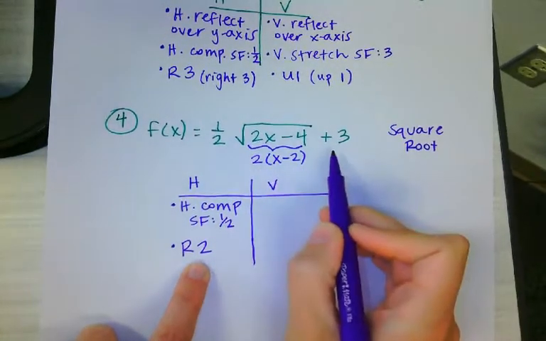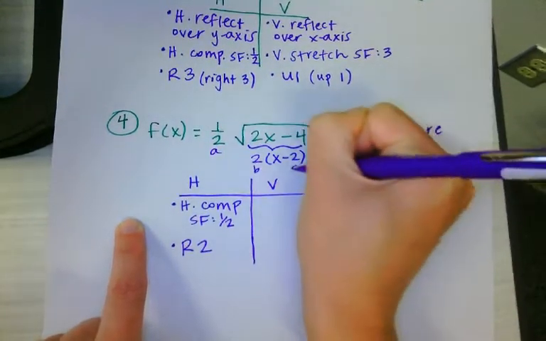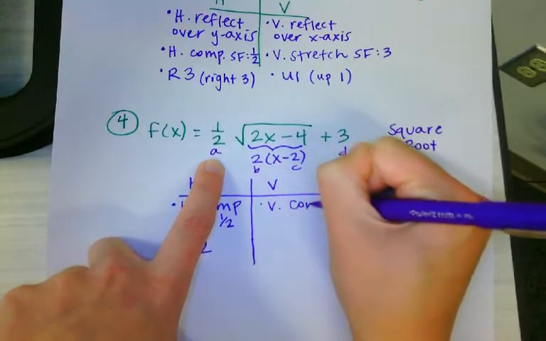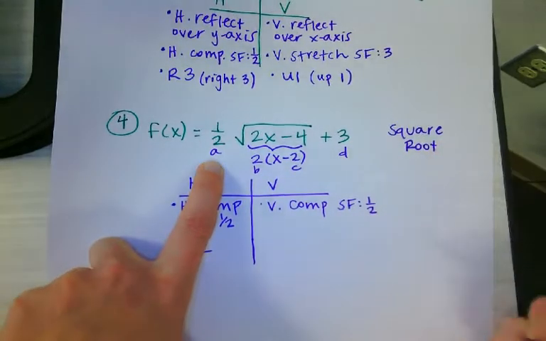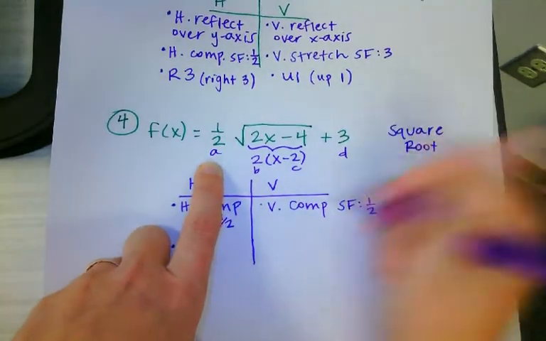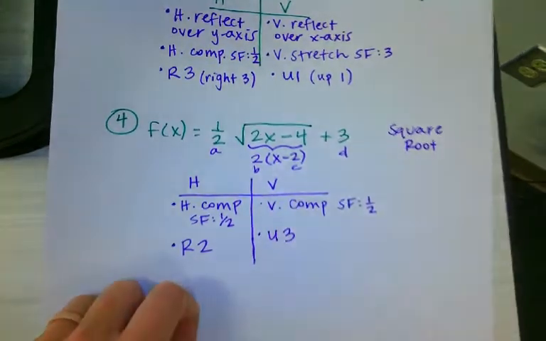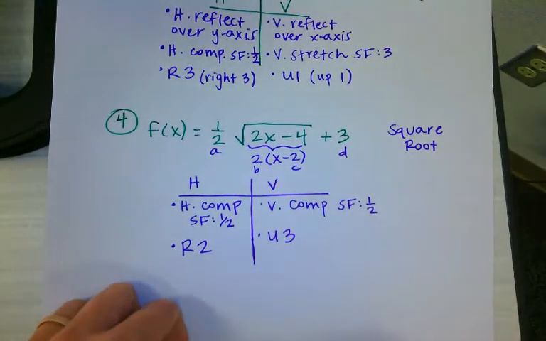Vertically, I'm looking at A and D. And the 1/2 means I have a vertical compression. The scale factor here is the number that I see. The +3 at the end means I'm shifting the graph up 3 units. No reflections because A and B were not negative.